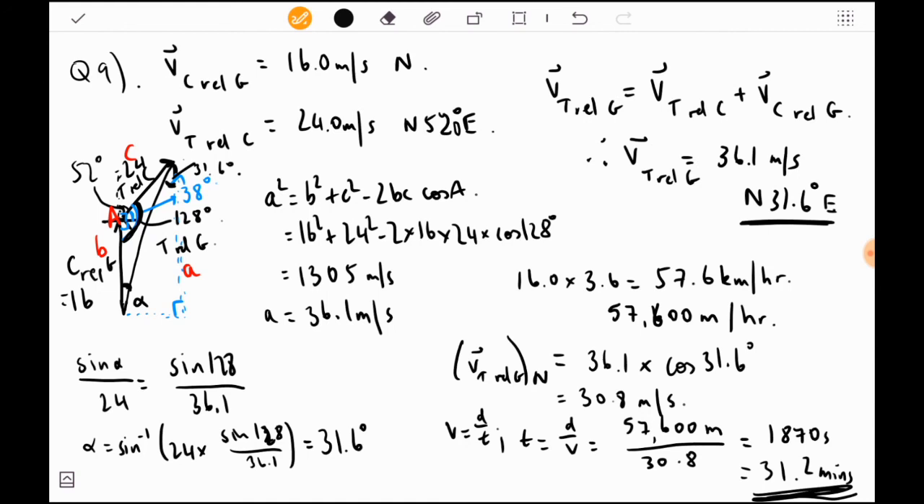So the car will take an hour to travel 57,600 meters north, but the truck will only take 31.2 minutes to travel that same distance north. I hope that makes sense. This one was a bit of a mind-bending one.